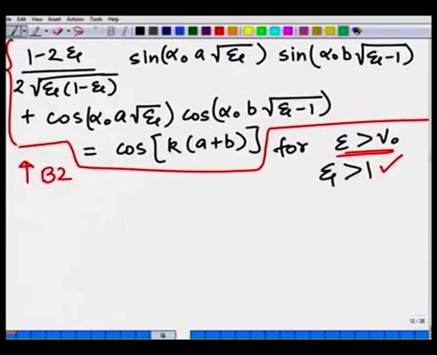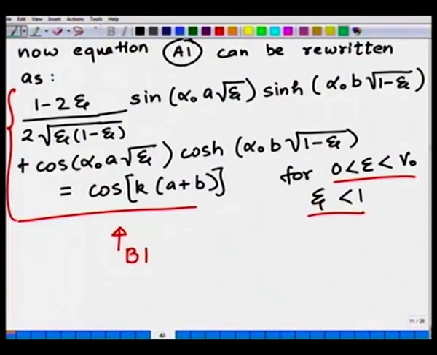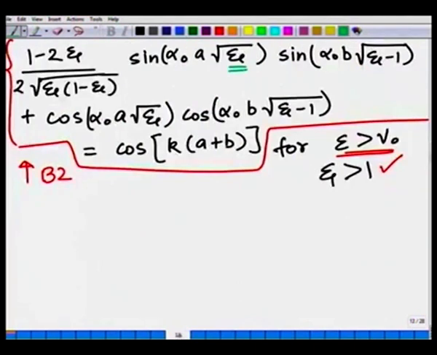That means we are going to plot this left hand side as a function of this quantity zeta. We are going to plot the value of the left hand side when, of course, zeta is less than 1, we will use equation B1. When zeta is greater than 1, then in that case we will use equation B2, and therefore we will plot the left hand side of these two equations as a function of zeta.